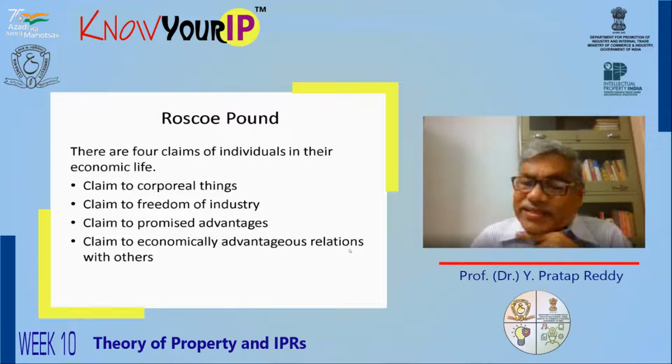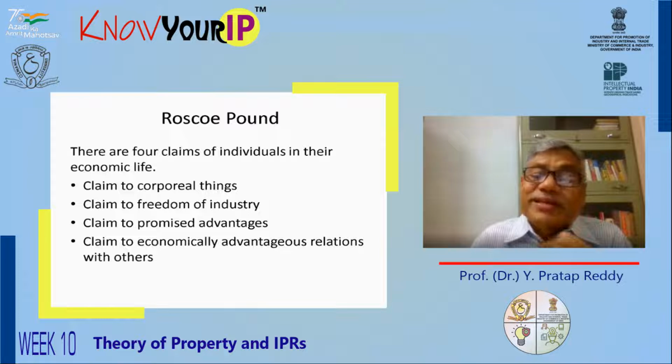Then claim to freedom of industry and contract. Freedom of industry here means freedom of employment, freedom of provision, freedom of contract as well, because every contract has some economic value. Then the claim to promised advantages, that is, claim to economically advantageous relations with others. These are the de facto claims of individuals in any society, which individuals seek to realize or to protect. That is the de facto claim of an individual.